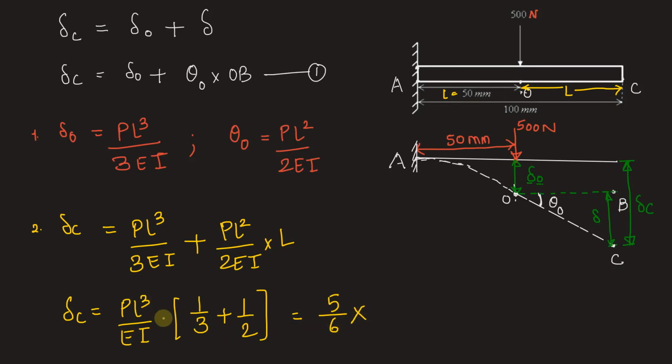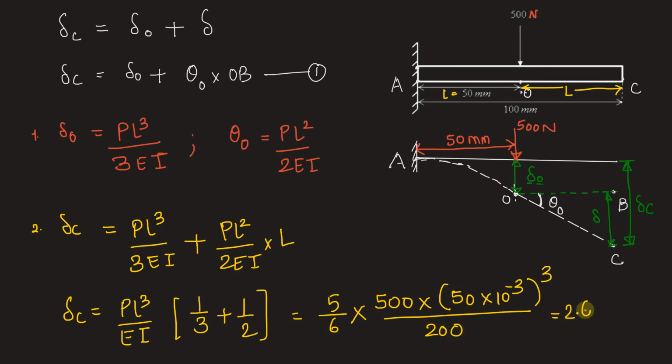We will have to put the values. P is given as 500 Newton into length is 50 millimeters. So we'll convert this into meters, 50 into 10 to the power minus 3 meters cube, divided by EI, which is given in Newton meter square. So let's keep it as it is, 200. This comes out to be 2.6042 into 10 to the power minus 4.